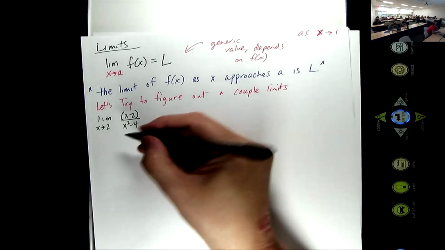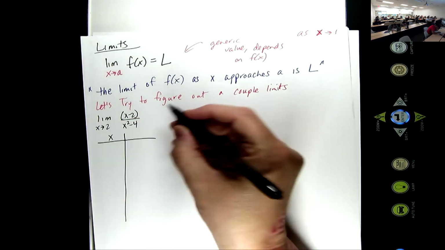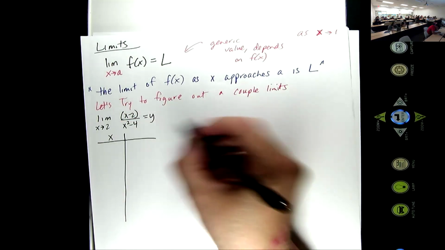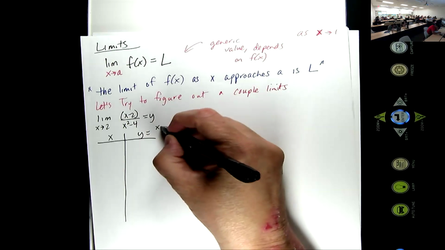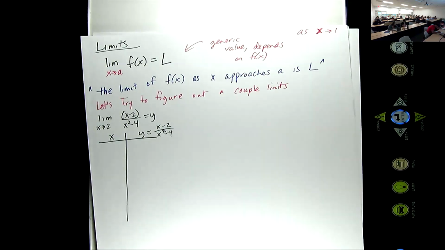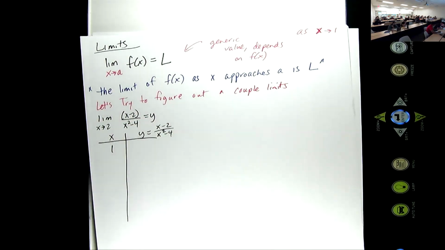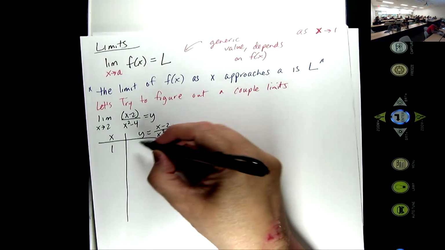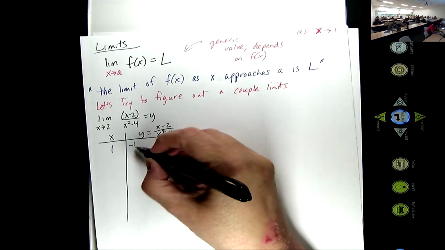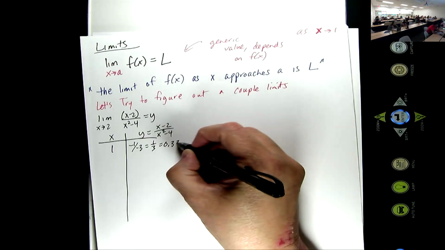And we're gonna do a little table. We'll call that y. So I don't want to plug in two, but I want to plug in values close to two. So let's say we plug in one. I end up with -1 on top and -3 on bottom, so this is 1/3 or 0.333.